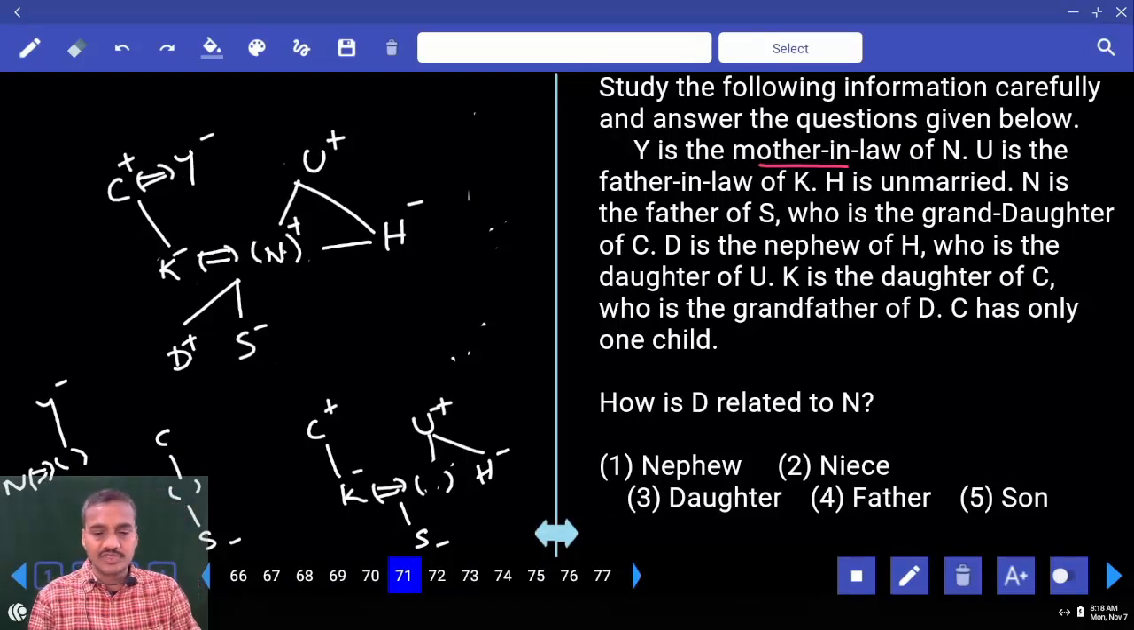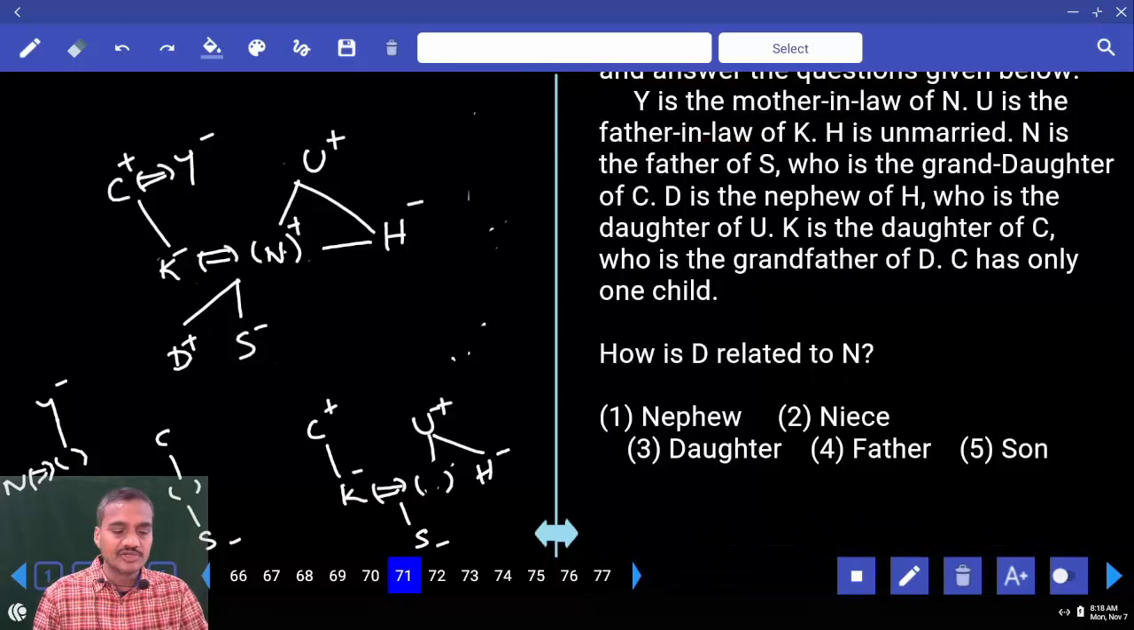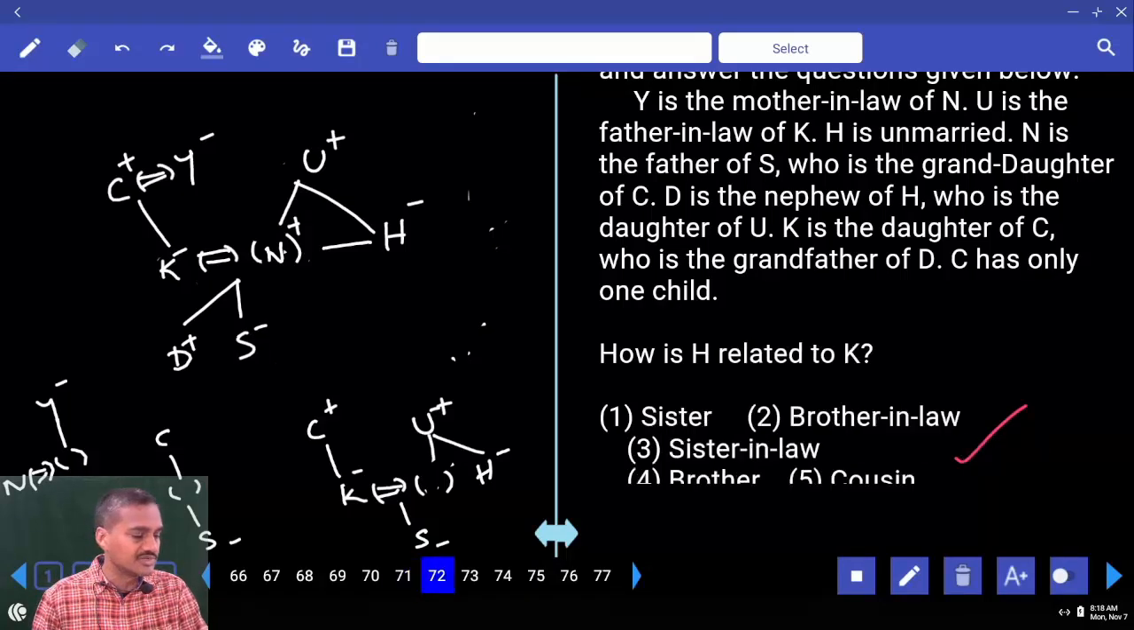And U is the father-in-law of K, H is unmarried, N is the father of S, S is the granddaughter of C, D is the nephew of H, H is the daughter of U, K is the daughter of C, C is the grandfather of D, and C has only one child. Then how is D related to N? D is the son. That is choice 5, question number 71.